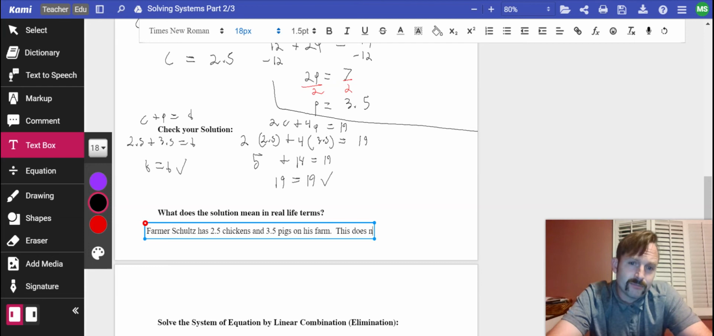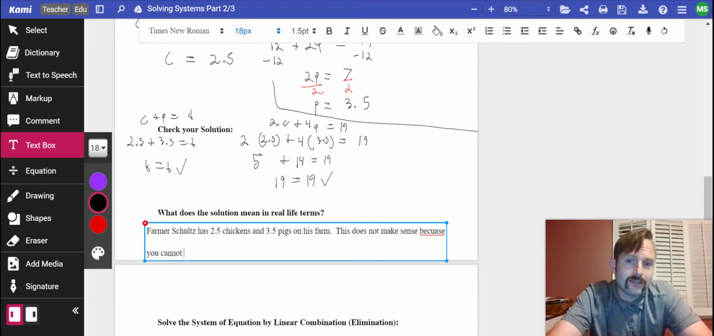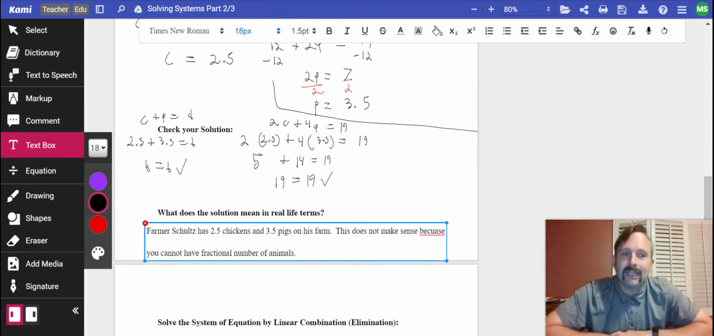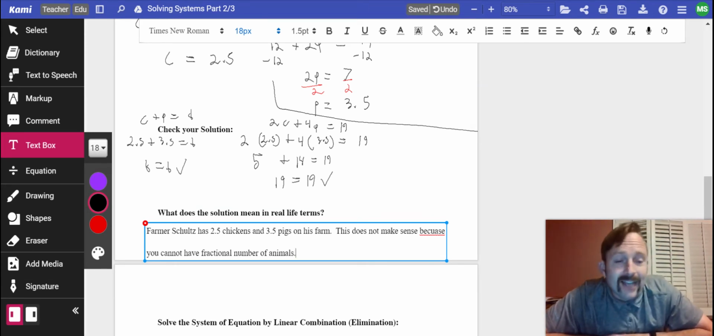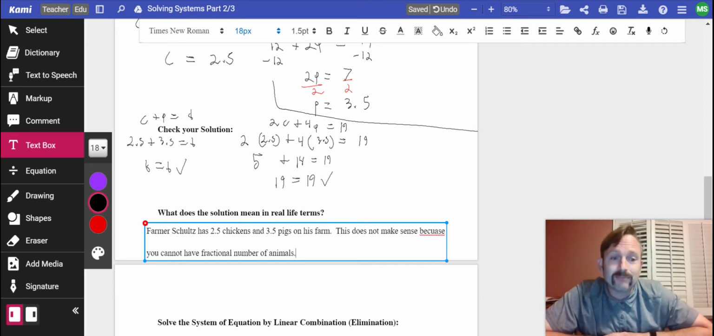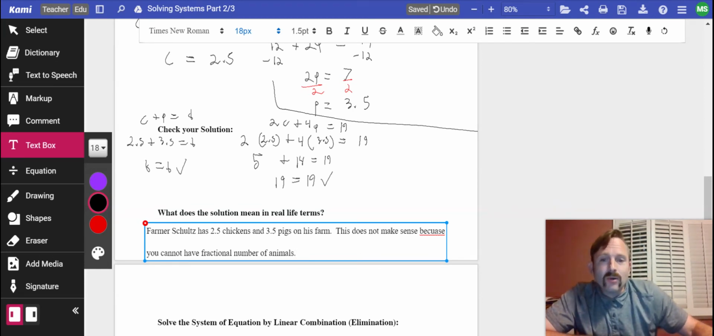This does not make sense because you cannot have a fractional number of animals. It's not possible. I mean, they won't be alive. Even if there was a grave accident and a pig was cut in half, but it still survived, you wouldn't call it half a pig. It's still one pig. All right, let's go on.